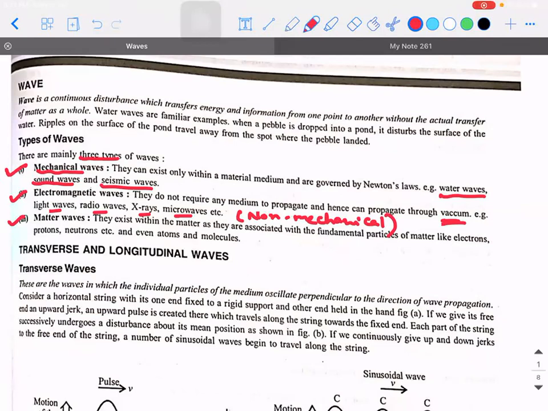You would have heard this word in chemistry. There is something called as electromagnetic spectrum, in which visible light is one of the parts, right?